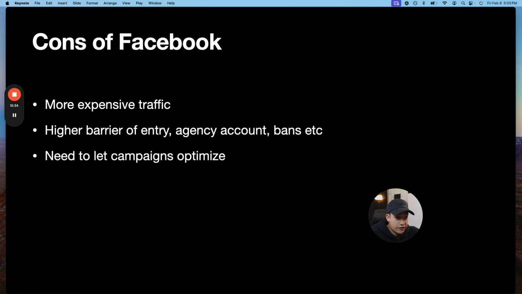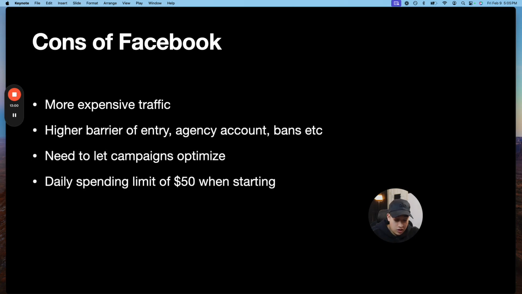So another con of Facebook is that you need to let your campaigns optimize. I said this before, day one of your campaign might not perform that well. You need to let it spend for 2 to 3 days. So I recommend choosing a lower budget to run your campaign and let it run for longer, rather than a high budget on day one and only letting it run for like 12 hours. That's not going to do you any good. You need to let things run for 2 to 3 days.